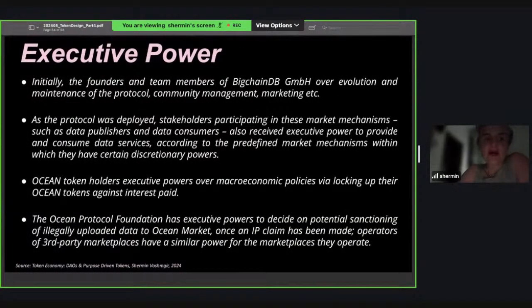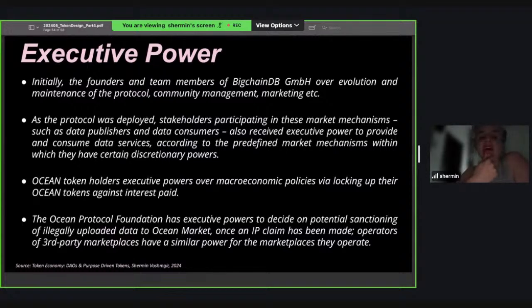As for executive power, initially the founders and team members of BigchainDB GmbH in Berlin had a lot of executive power over the evolution and maintenance of the protocol, community management, marketing, etc. As the protocol was deployed, stakeholders participating in the market mechanisms, such as data publishers and data consumers, also received decentralized executive power over provision of data assets and consumption of data services or assets, according to the predefined market rules.